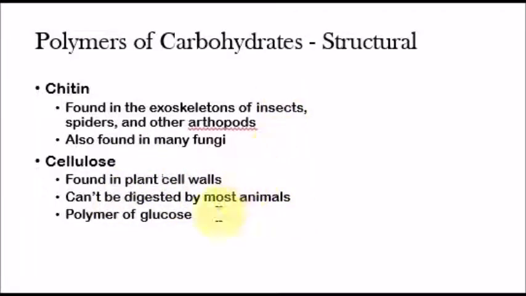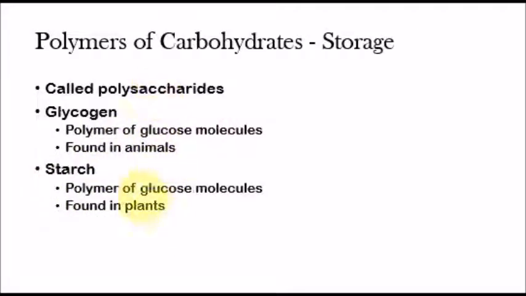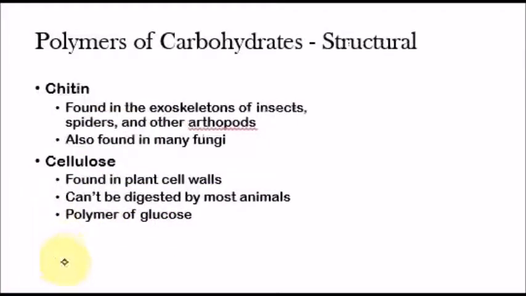And it also is a polymer of glucose. We talked about how these two are polymers of glucose, glycogen and starch. Cellulose is also a polymer of glucose, okay? And now let's go to chitin. Chitin is found in the exoskeletons of insects, spiders, and other arthropods. And it's also found in many fungi, and they're also for structural purposes.